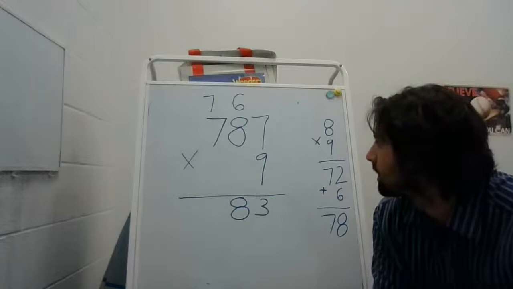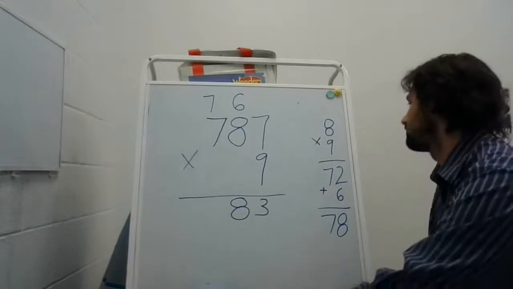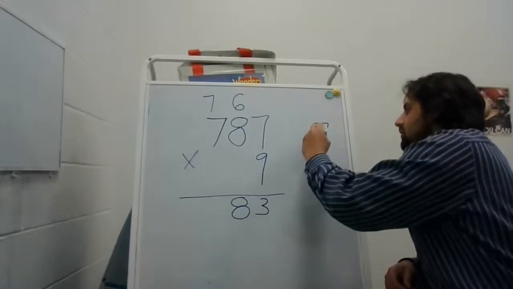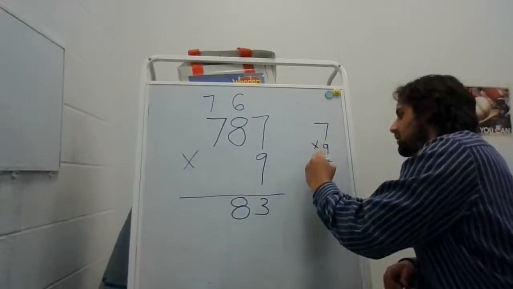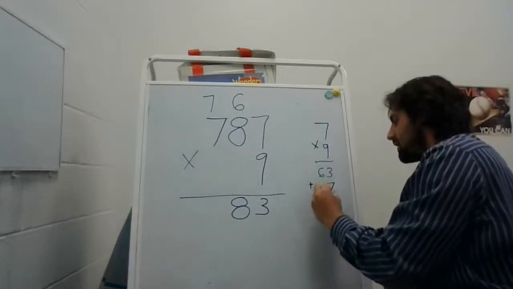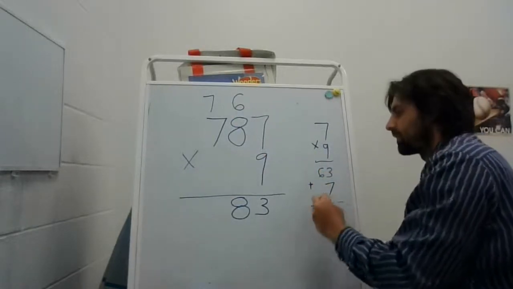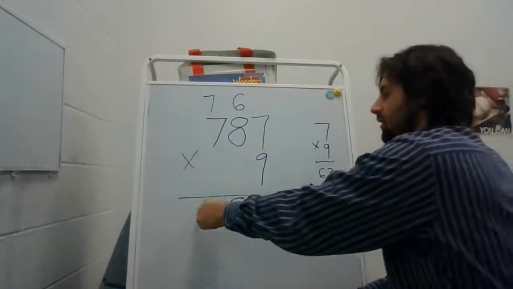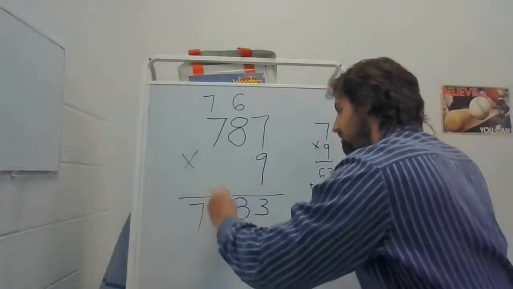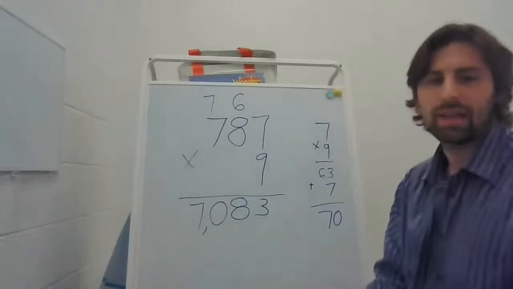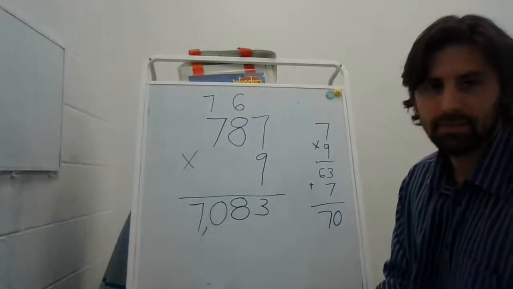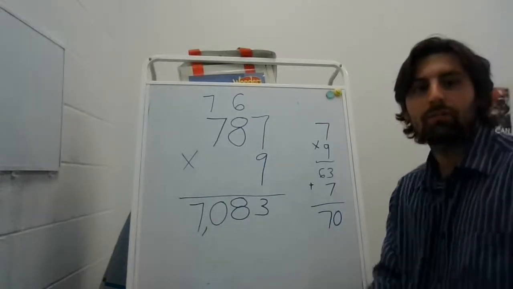All right. 7 times 9 now. So now we multiply the digit in the hundreds place times 9. So 7 times 9, again 63, plus 7 is 70. So now since there's no place to carry over numbers, we can just write the 70 in here. And we have our answer, 7,083. All right, now I am going to do another one.